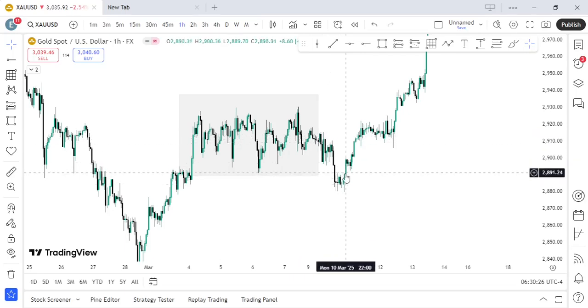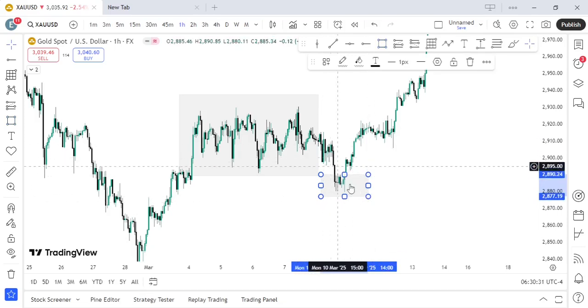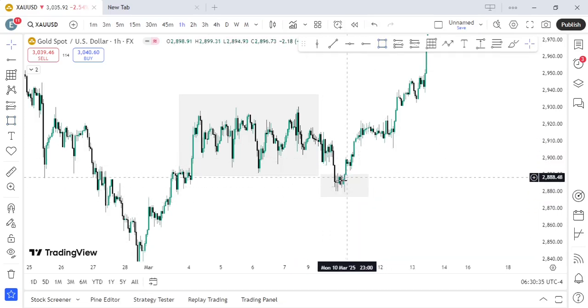Now this is our manipulation right here. So this is a manipulation. Price goes all the way down. So this was basically Monday's Judas swing, right? This is Monday's Judas swing. So price is definitely going to go all the way down.